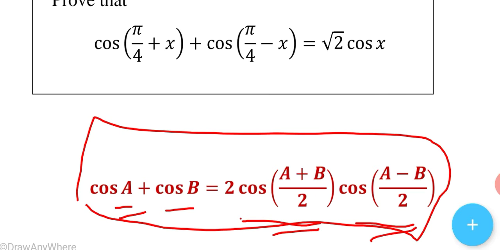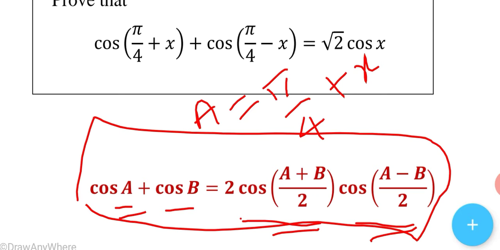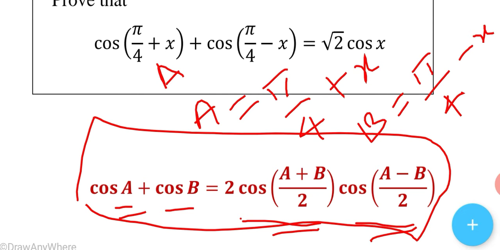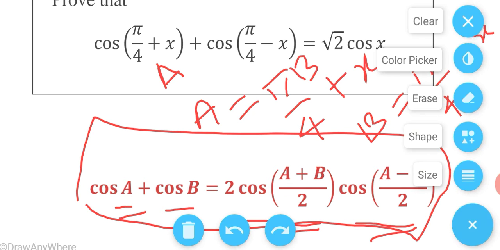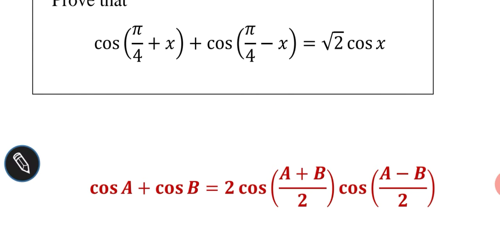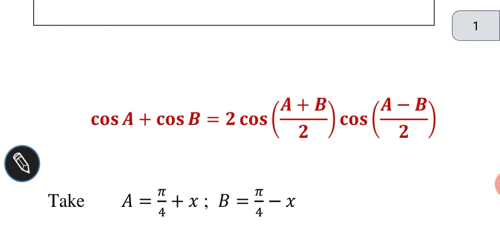Here in this problem, for a we have pi by 4 plus x, whereas for b we have pi by 4 minus x. So this is a, this is b. Using the identity cos a plus cos b equals 2 cos of (a plus b) by 2 into cos of (a minus b) by 2.